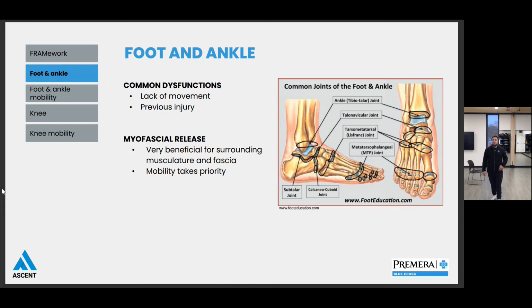Then we talk about myofascial release. It's very good for the surrounding area, but mobility is going to take a little bit more of a priority with the foot and ankle, just given the complex structure of it. We want to make sure that we're getting full range of motion through that joint, and then getting a good flow of blood and nutrients to the ligaments in the foot and ankle.